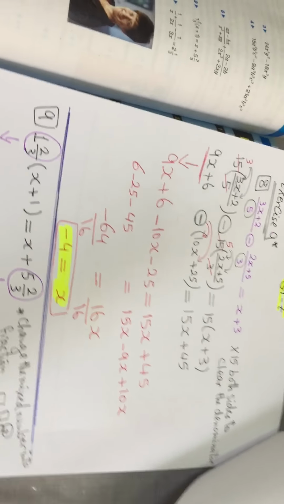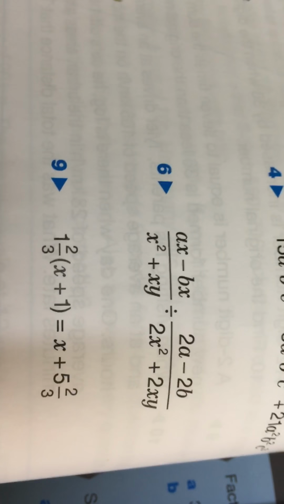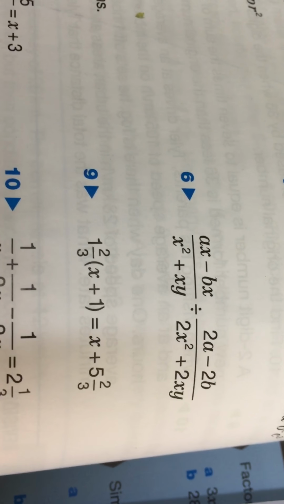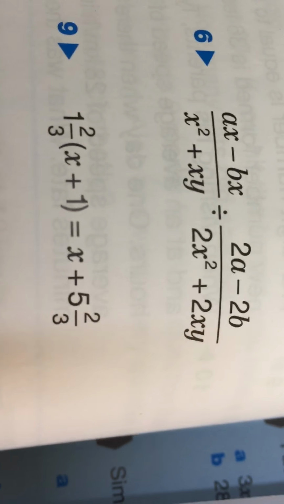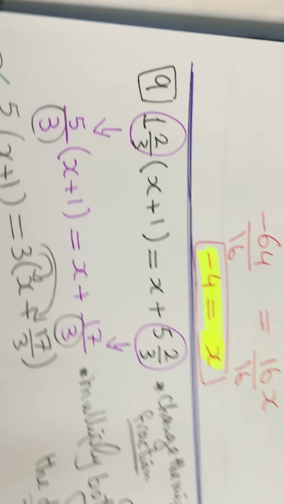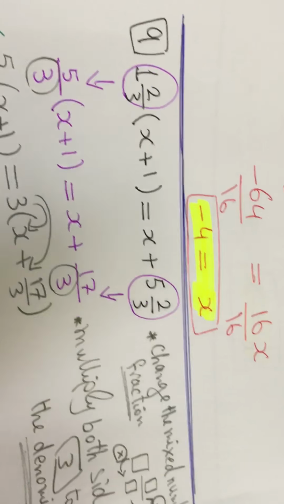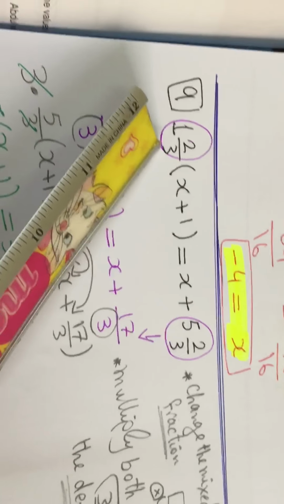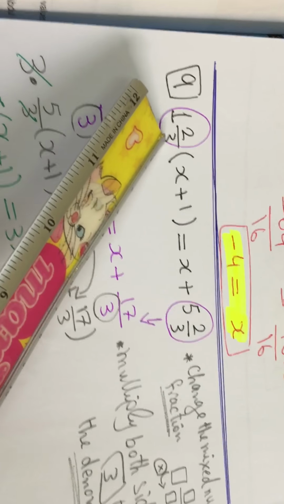Okay, now question number 9, also an equation. I am still in exercise 9 star, page 198. Equation 1, 2 over 3, a mixed number, multiply by brackets x plus 1 equals x plus 5, 2 over 3 as the right side. Take care. The first thing I have to do is change the mixed number into a fraction. How? I'll keep the denominator and then walk counterclockwise.